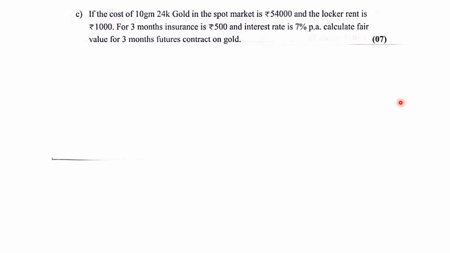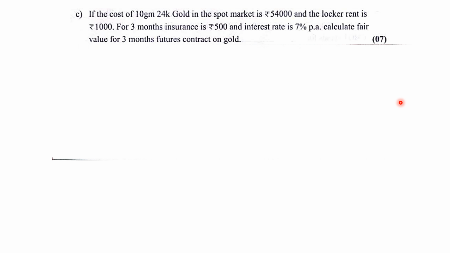The very first question: if the cost of 10 grams of 24 karat gold in the spot market is 54,000 and the locker rent is 1,000, for 3 months insurance is 500 and the interest rate is 7% per annum, calculate the fair value for a 3 months future contract on gold. Now this is a sum based on future payoff. They haven't mentioned compound interest, so we have to consider it as simple interest.